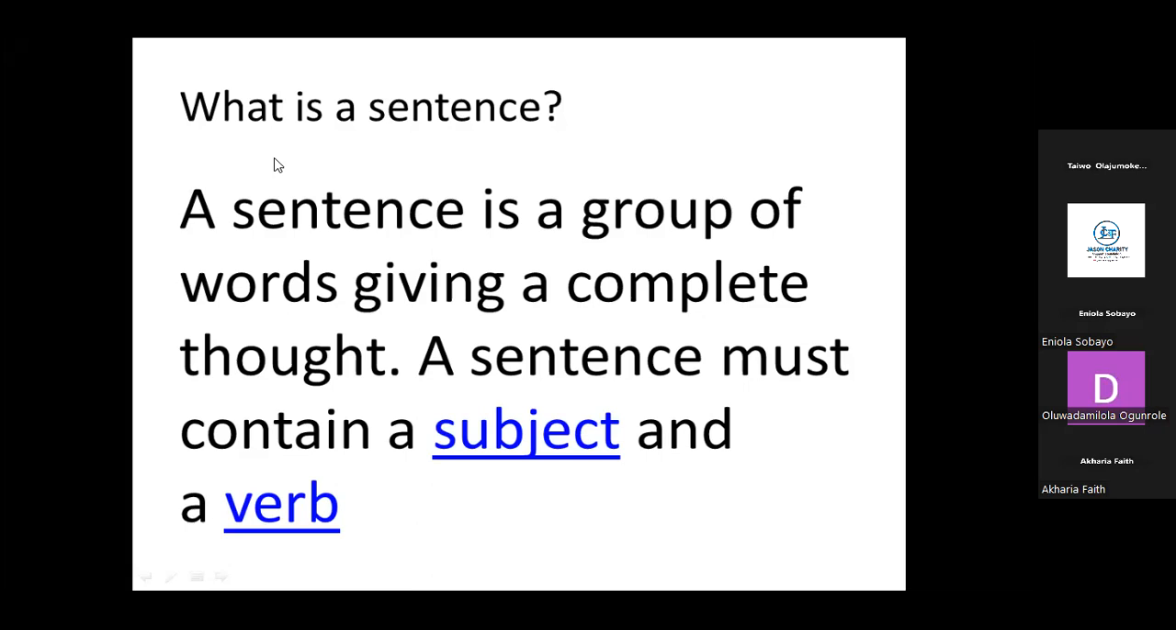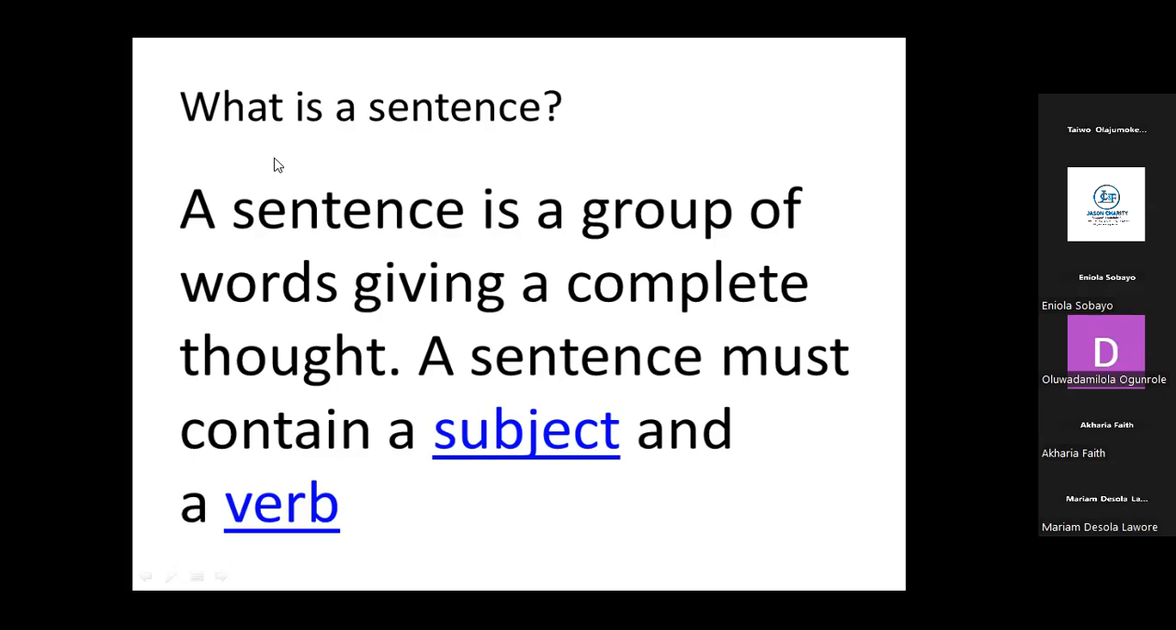To put it further, we said a sentence must compulsorily contain a subject and a verb. Now, if you have a subject and a verb in a composition, it could be a clause. So what we're trying to say is that while defining the sentence, we may be putting the definition of a main clause as part of the definition of a sentence.